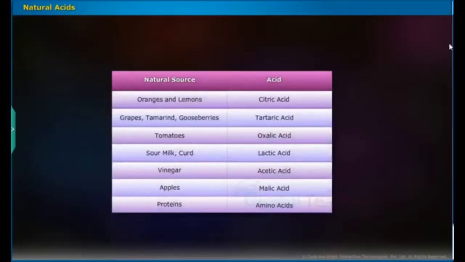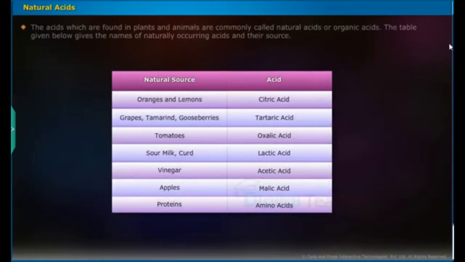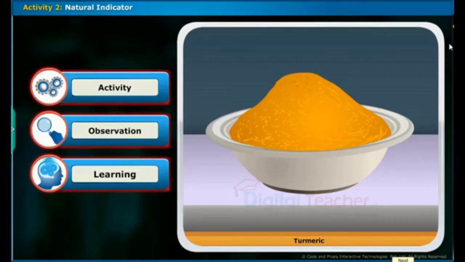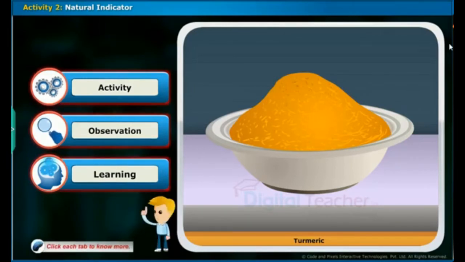Let us know about natural acids. The acids which are found in plants and animals are commonly called natural acids or organic acids. The table given below gives the names of naturally occurring acids and their source. Here, let us perform an activity to know about natural indicator. Click each tab to know more.